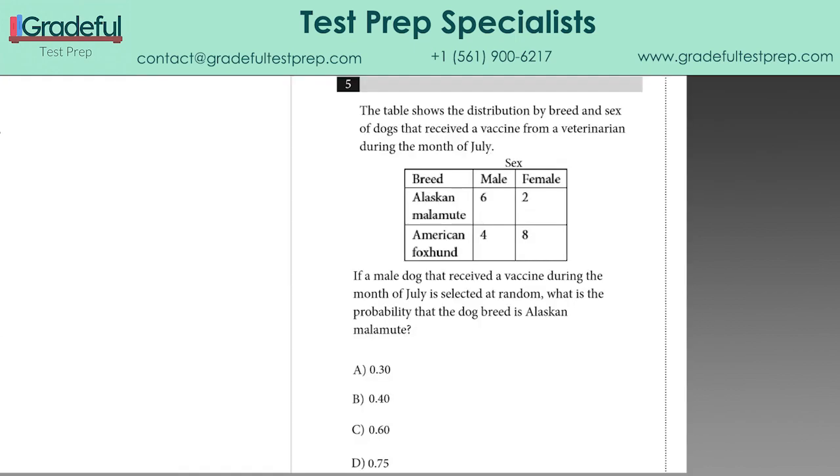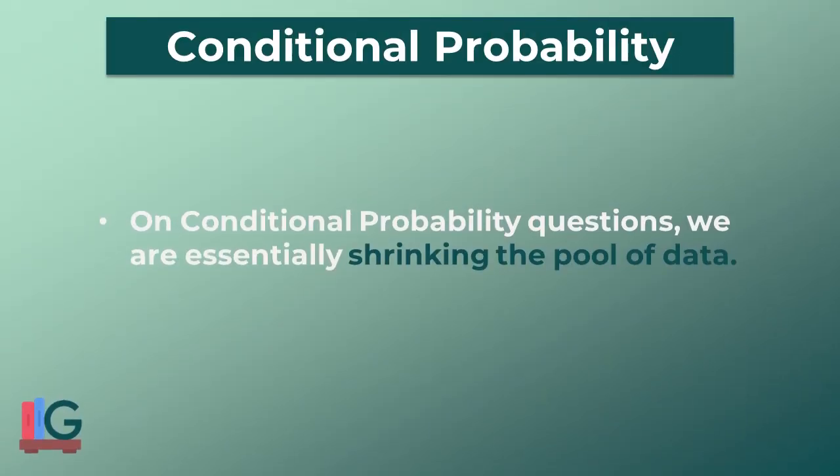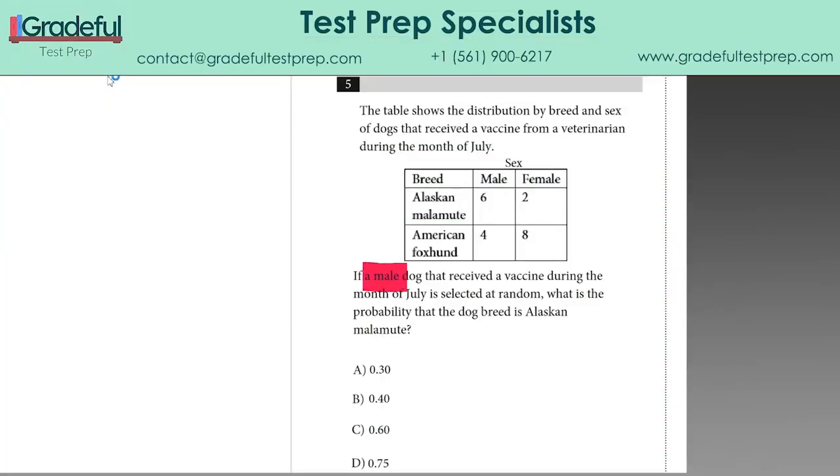And now we're looking at question number 5. This is a question on conditional probability or conditional fractions. And that's a situation where the question is asking you to shrink the pool of available data. So for regular probability, like for instance, if we were asked, what's the probability of selecting a female Alaskan Malamute, then that would be 2 out of the whole number, which is 20. But conditional probability, as opposed to regular probability, is the idea that we're shrinking the data. So here we're being asked about a male dog that received the vaccine during the month of July.